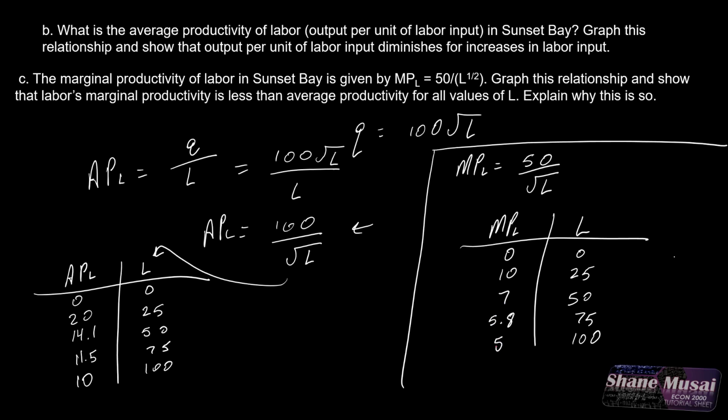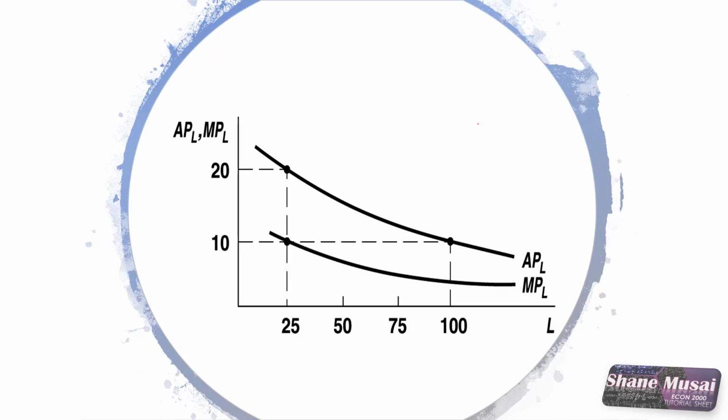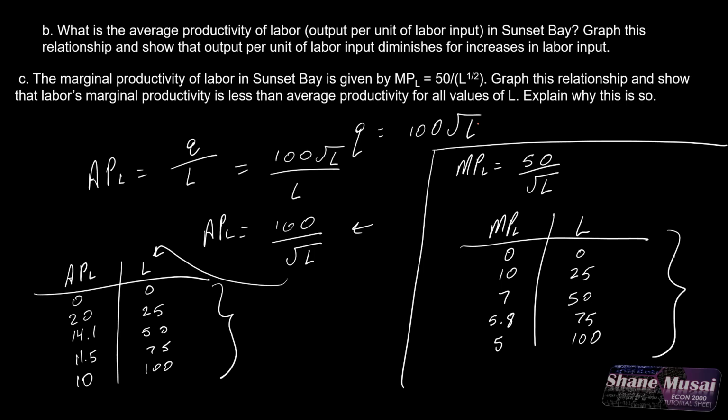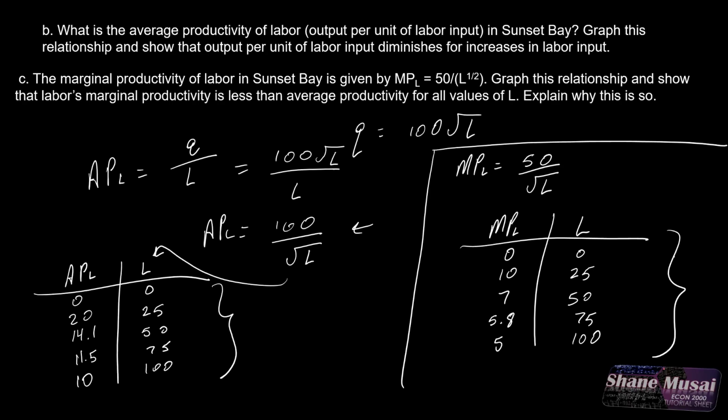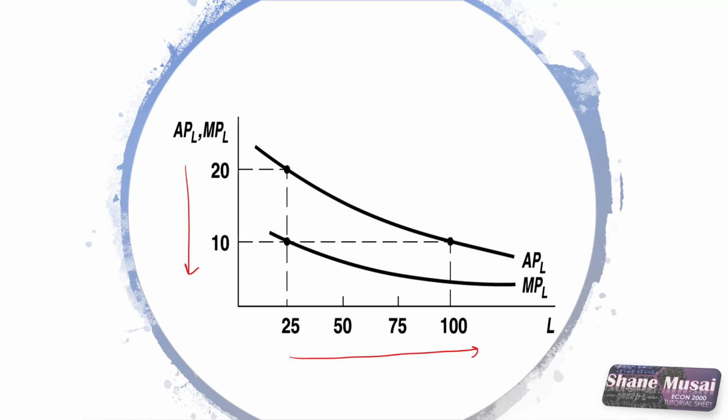So now that you have these sets of values, you can use them to plot your two graphs. These values would be used to plot your MPL, and these values would be used to plot your APL. And the graph should look like this. As you can see from the APL, in part B of the question, it says to graph this relationship and show that output per unit of labor input diminishes for increases in labor input. So as labor input increases, the output per unit of labor diminishes. And it's the same thing for the marginal productivity of labor as well.